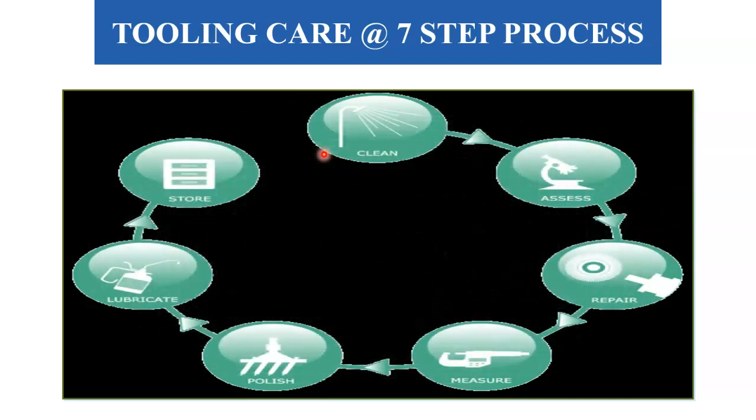Then tooling care. So there are several tooling care processes. First is cleaning. The cleaning of punches and dies is carried out when the new punch set is received and after use of punches and dies. Then assessing, that means inspection of tooling. Then repairing, if any punch or die is found damaged, then repairing is done. Then measuring step, measuring of punch height, punch diameter, inner diameter. Then polishing. Then lubrication of punches and dies and proper storage of punches and dies.